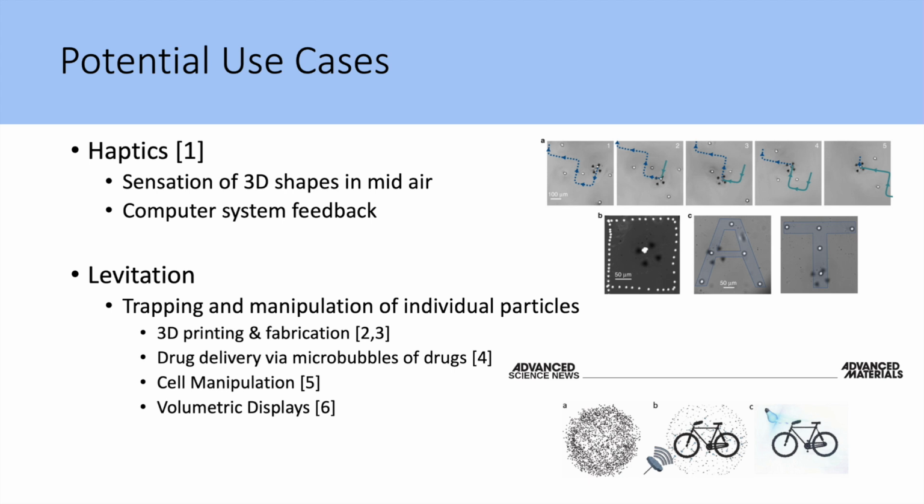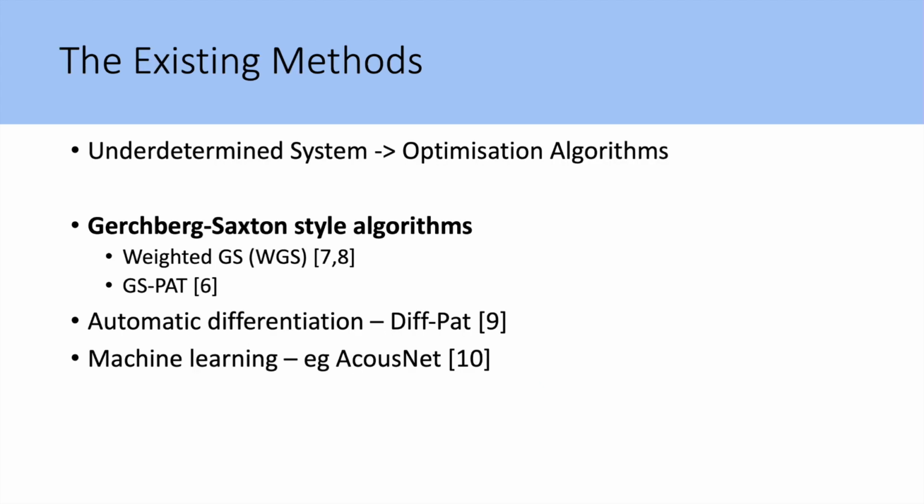Small particles can be trapped between lobes of high pressure. This allows for a number of applications such as fabrication, targeting drug delivery by levitating microbubbles of drug, and 3D volumetric computer displays. The phases for the PATs cannot be directly solved for, meaning we need some kind of optimization method to find these phases, a process known as phase retrieval.